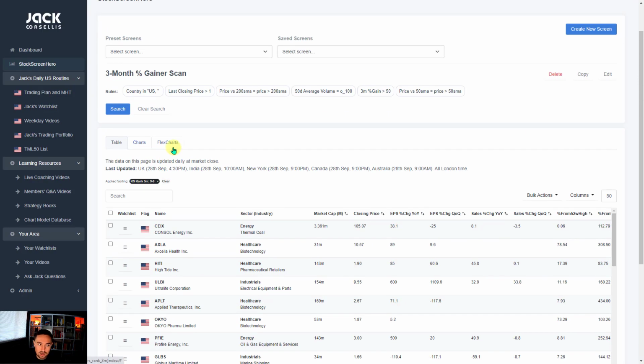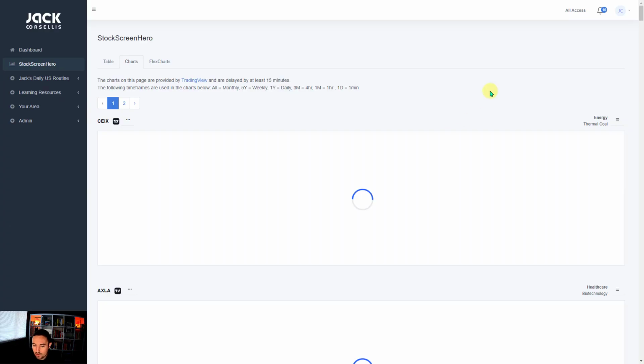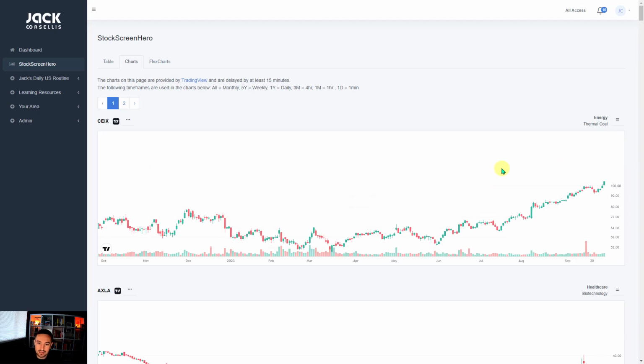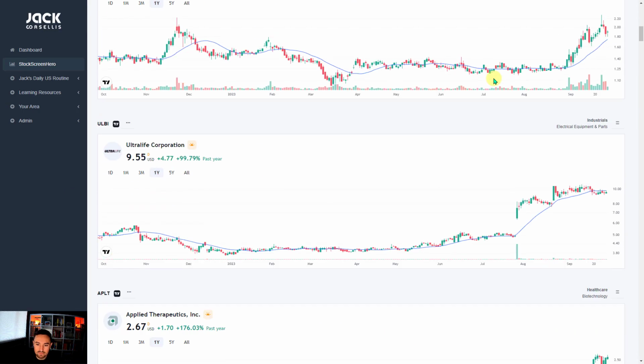Then I'm going to hit charts. If I hit flex charts, I'll get the earnings and sales data, but for the purpose of this, I'm just going to hit charts. You can change this from candlesticks to bars if you like. You can change the moving average on it as well. You could have 2 per row, or a single 1 per row like this as well. So it just makes screening very, very quick indeed.